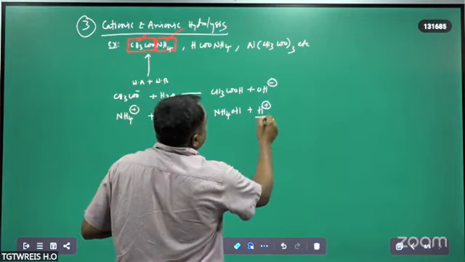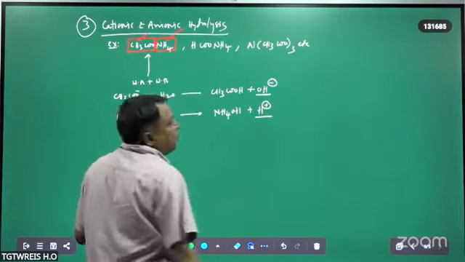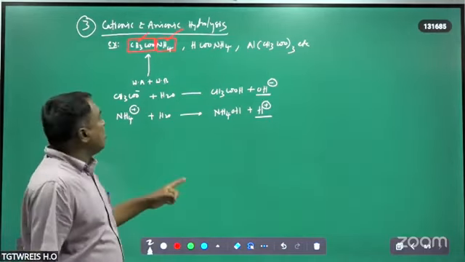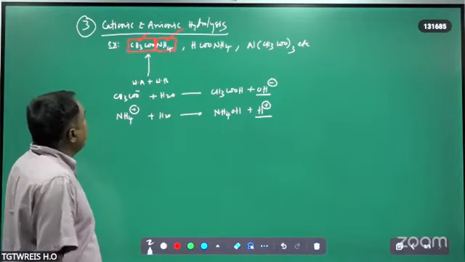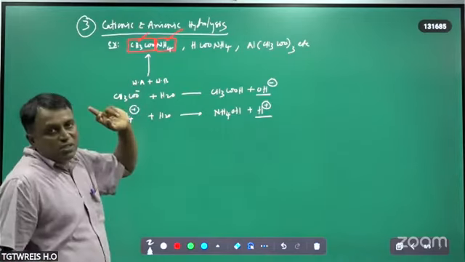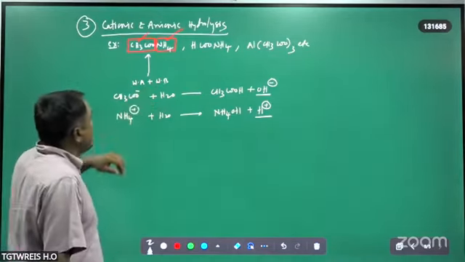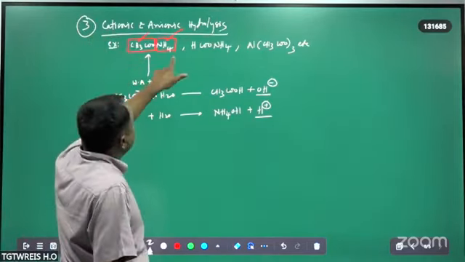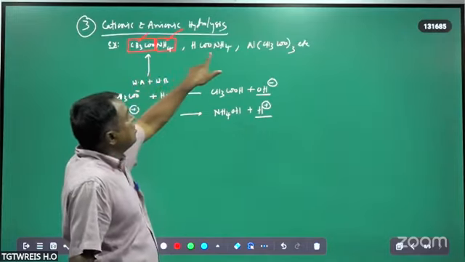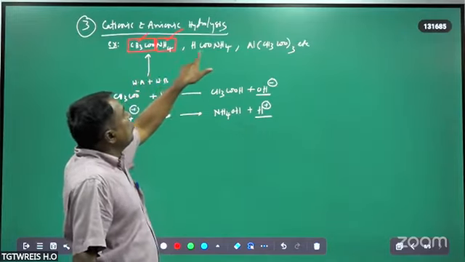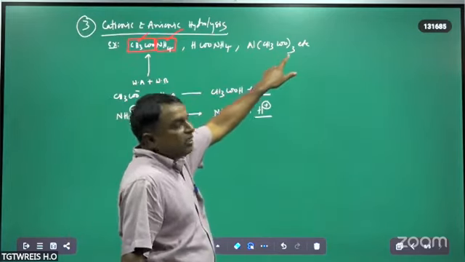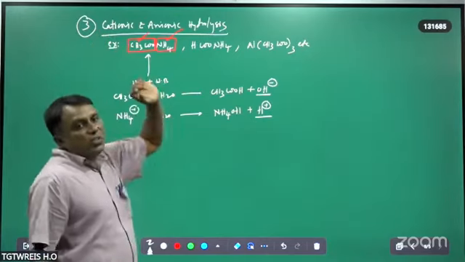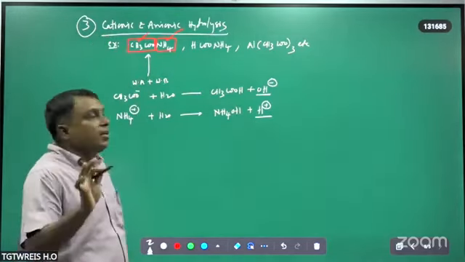Therefore, they contain both H plus ions and OH minus ions. Therefore, their pH depends on the Ka and Kb of these salts, the weak acid and weak base salts. So this is about cationic and anionic hydrolysis. CH3COONH4 is ammonium acetate, this is ammonium formate, this is aluminium acetate. This type of salts will undergo both cationic as well as anionic hydrolysis.